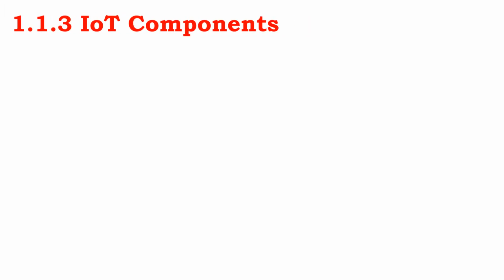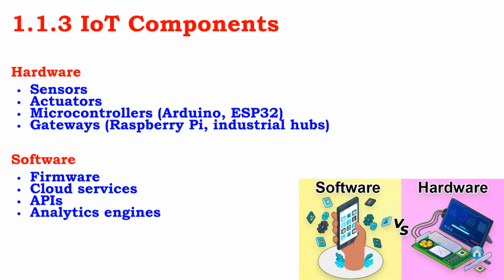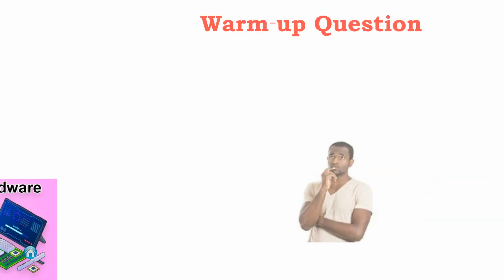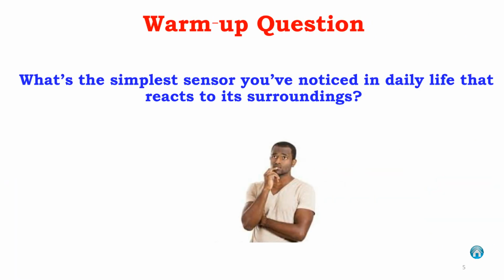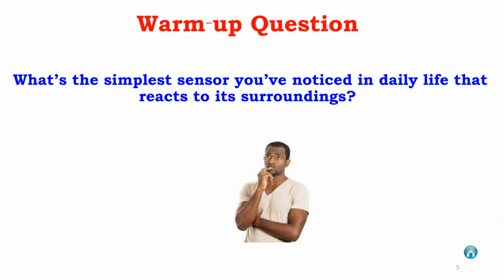IoT components are divided into hardware and software. Hardware includes sensors, actuators, microcontrollers like Arduino and ESP32, and gateways like Raspberry Pi. Software consists of firmware, cloud services, APIs, and analytics engines. Let's begin with a warm-up question. What is the simplest sensor you have noticed in daily life that reacts to its surroundings?